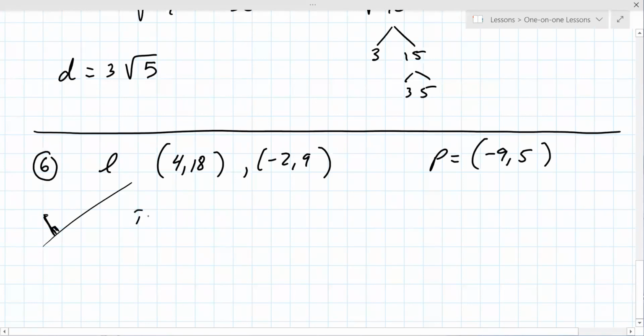So the first thing to do is to find the slope of line L. That's y2 minus y1, 9 minus 18 over negative 2 minus 4, minus 9 over minus 6. That reduces to 3/2.